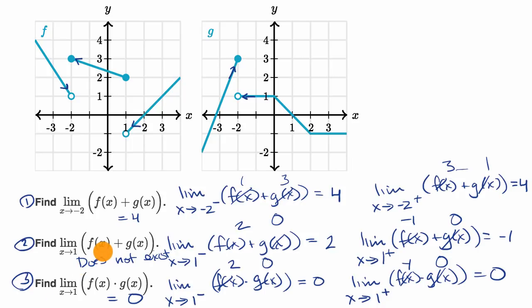So these are pretty interesting examples, because sometimes when you think that the component limits don't exist, that means that the sum or the product might not exist. But this shows at least 2 examples where that is not the case.